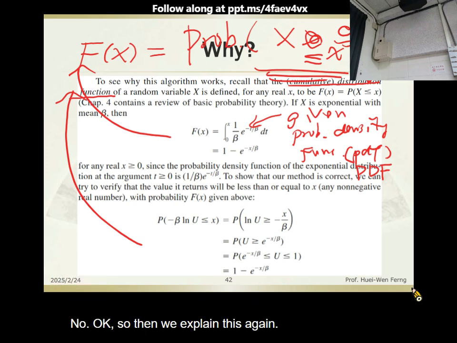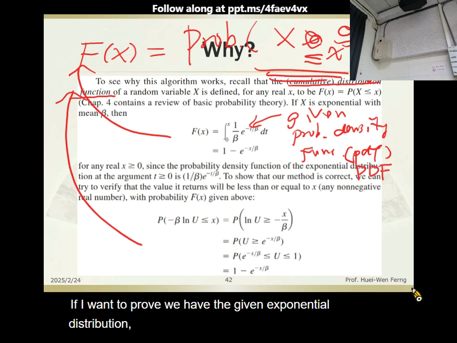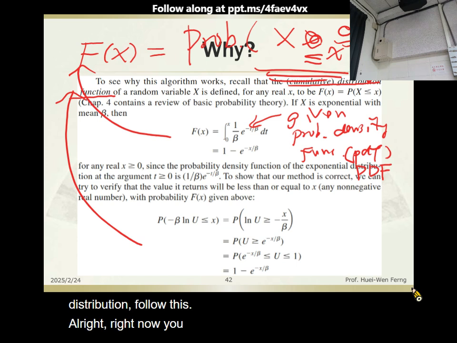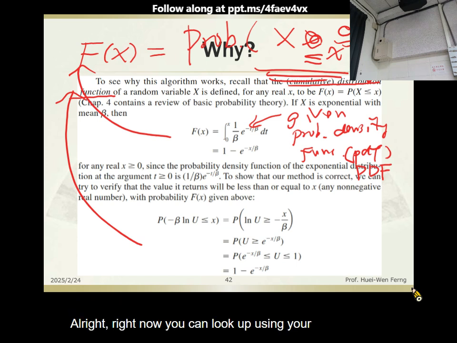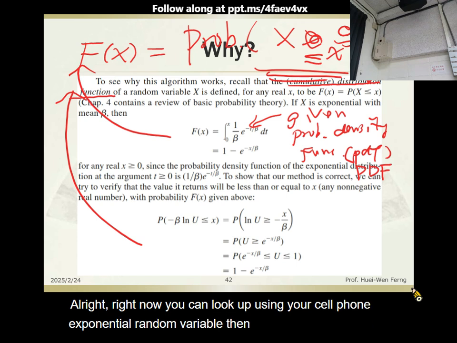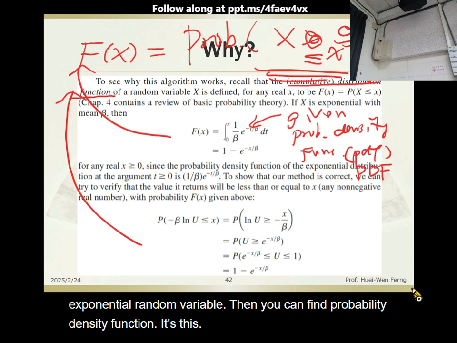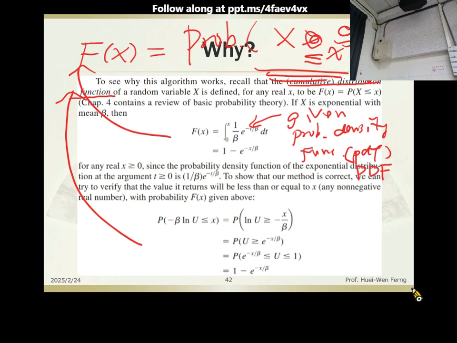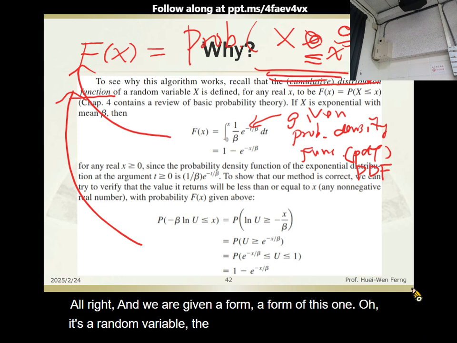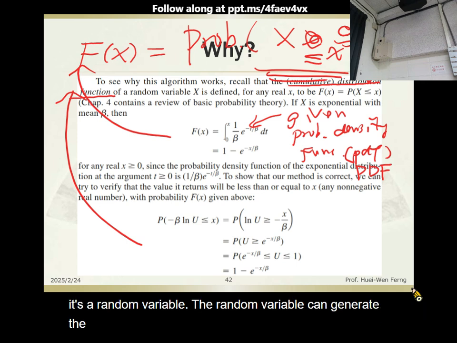If I want to prove that the given exponential distribution follows this. All right. Right now, you can look up on your cell phone the exponential random variable. Then you can find the probability density function. It's this one. All right. And we are given a formula, this one. Oh, it's a random variable. The random variable can generate the exponential random variable.